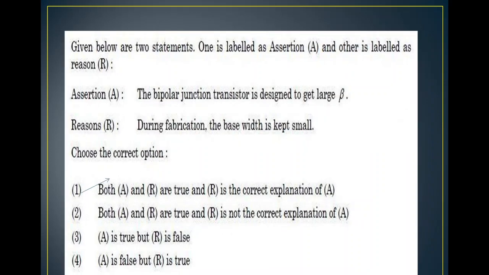Next, assertion A: a bipolar junction transistor is designed to get a large beta, that is gain. Reason R: during fabrication the base width is kept small. Option first, both A and R are true and R is the correct explanation of A. Option second, both A and R are true and R is not the correct explanation of A. Option third, A is true but R is false. Option fourth, A is false but R is true.